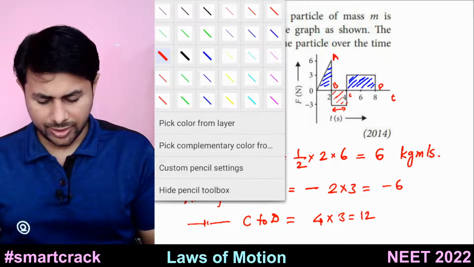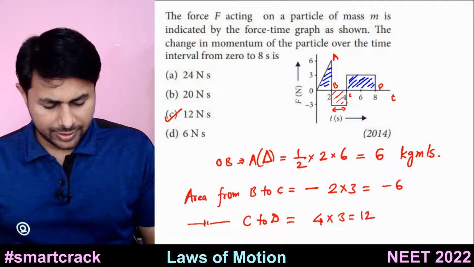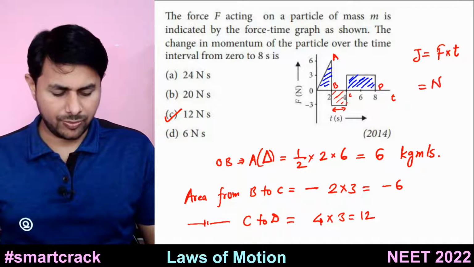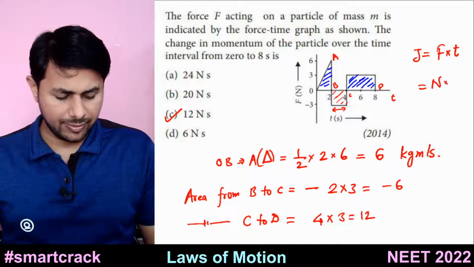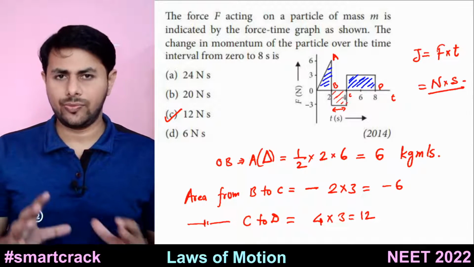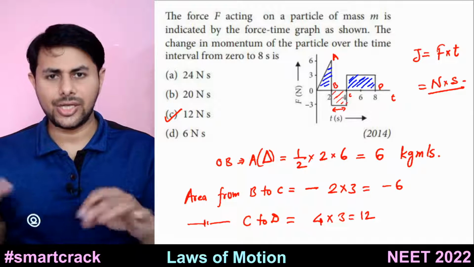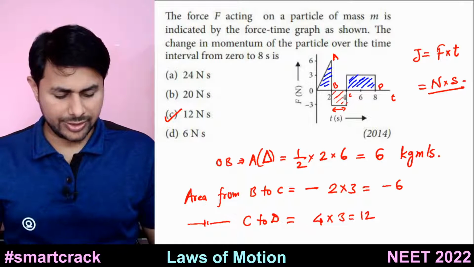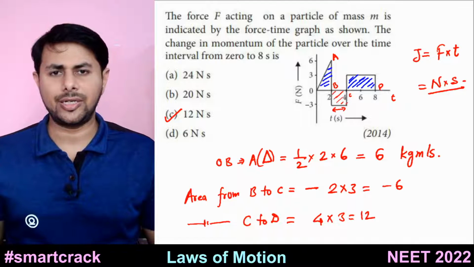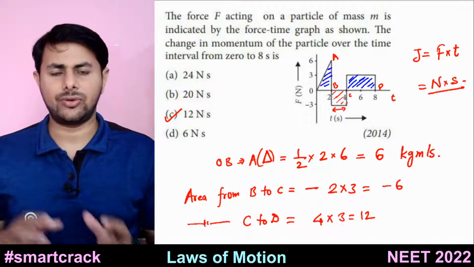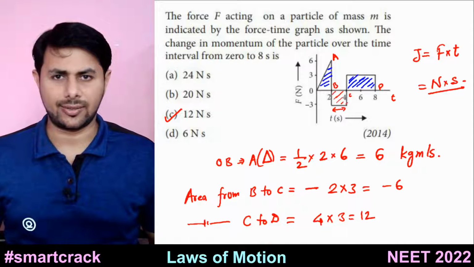Impulse is product of what? Impulse is force times time. So unit of force is Newton, unit of time is second. So unit of impulse will be Newton second. Okay. On the other hand, it is change in momentum. This will be equal to what? Change in momentum. And unit of momentum is kilogram meter per second. Okay. So another unit for the impulse is kilogram meter per second. Alright.